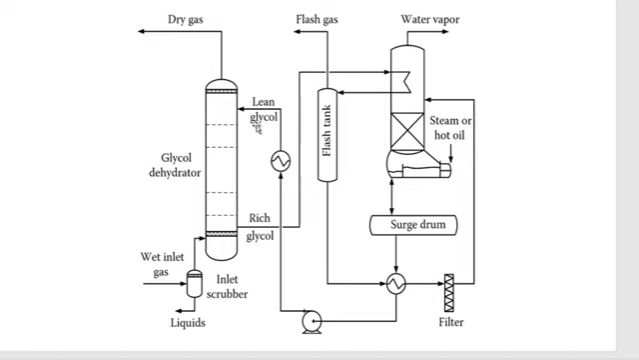Again, we remember lean glycol means glycol without water, clean glycol. When the glycol absorbs the water, it leaves the tower from the bottom as a rich glycol. So the rich glycol means glycol loaded by water and some hydrocarbon. Okay. After that, the rich glycol feeds to the flash tank.